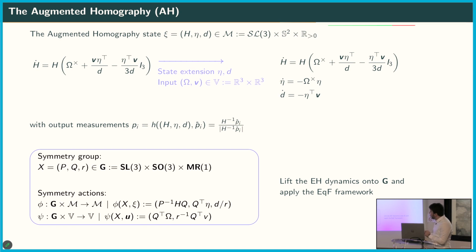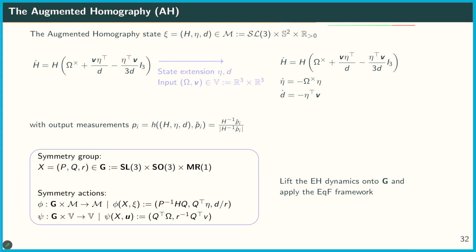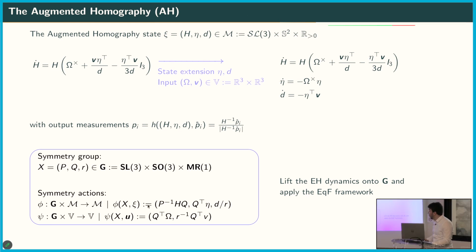So we can actually prove that we have a symmetry group that acts on this space. And this group is given by SL3, SO3, MR1. So basically, I have a homography component here, I have a rotation component and a scaling component. And I can show that these group actions actually provide me with equivariance. So I can actually do a lift for my dynamics and design the observer on this group instead of doing it on the state space.